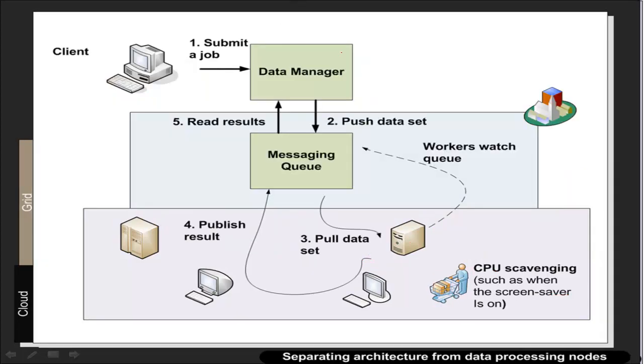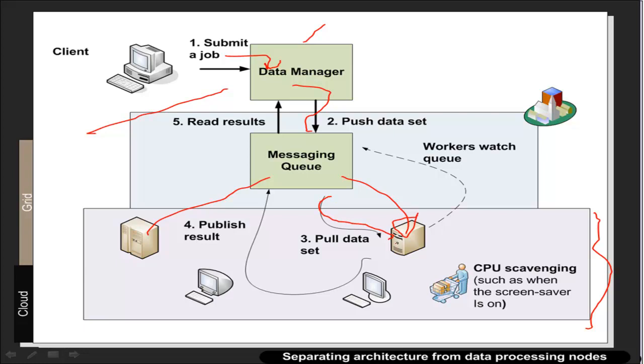So the way that it normally happens is that there's some decoupling of the client from the actual allocation of the task. So in this way we can submit a job to a data manager. We then push that data to a messaging queue, and then each of the workers watch the queue. First one to pick up the message will then download the dataset, run the task, and then publish the result back into the message queue, which is then sent back to the data manager.